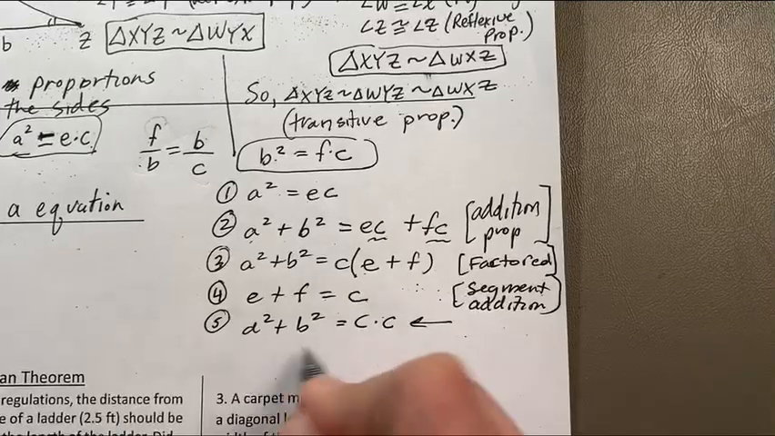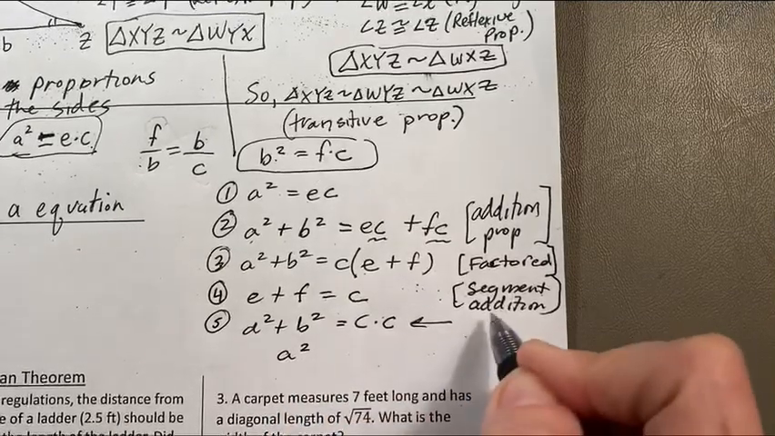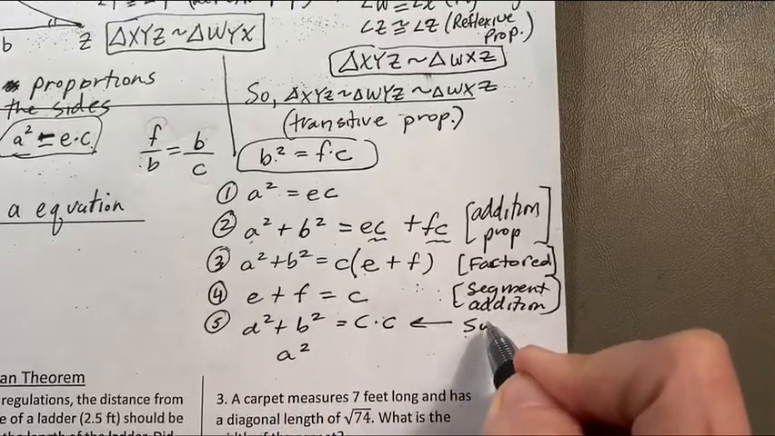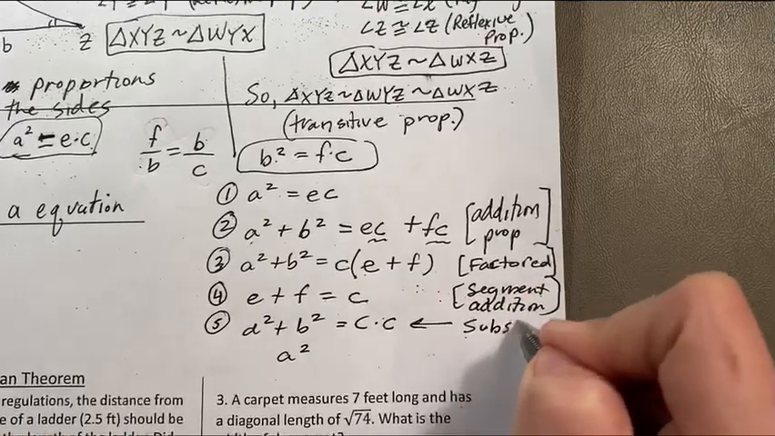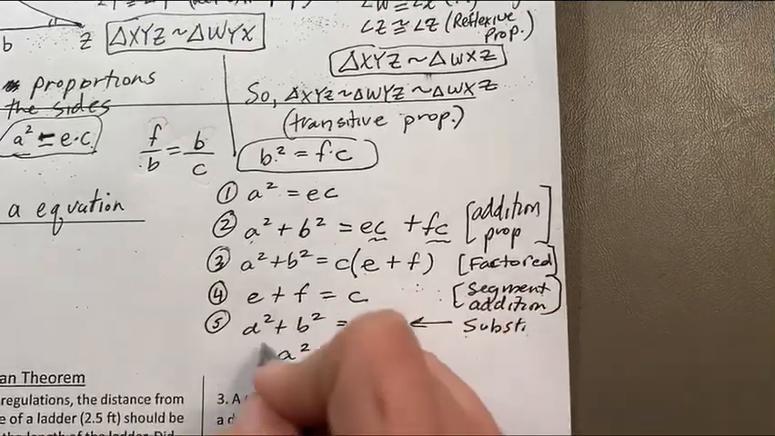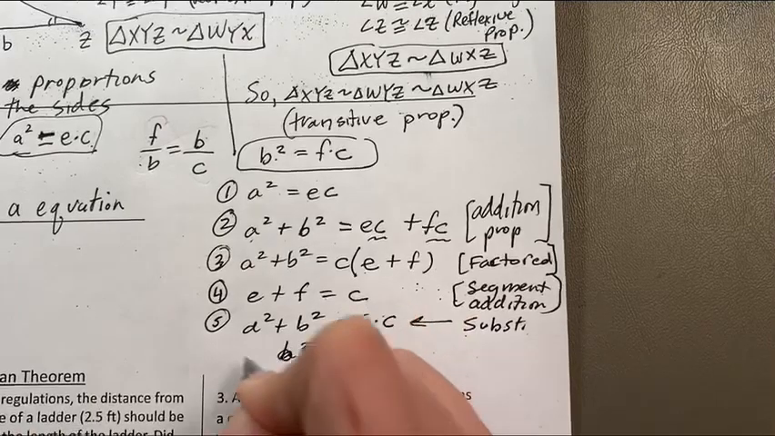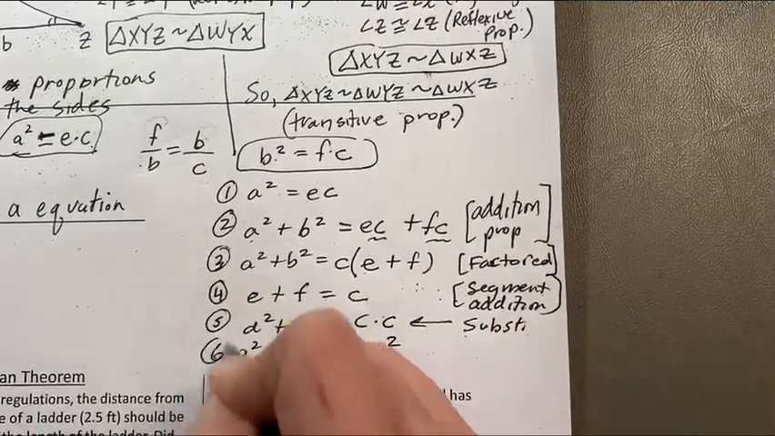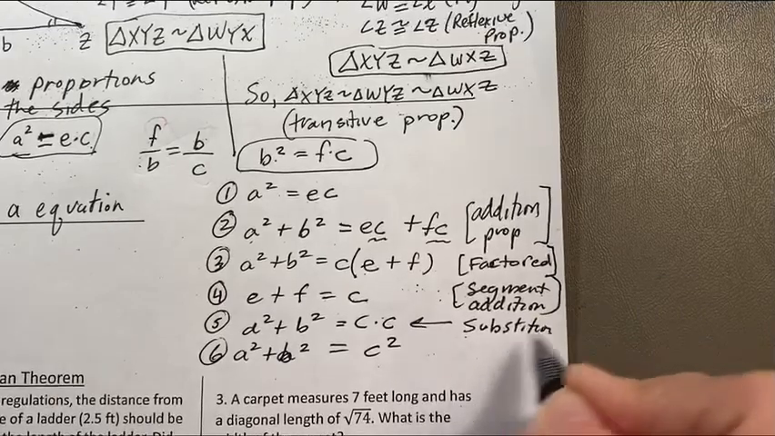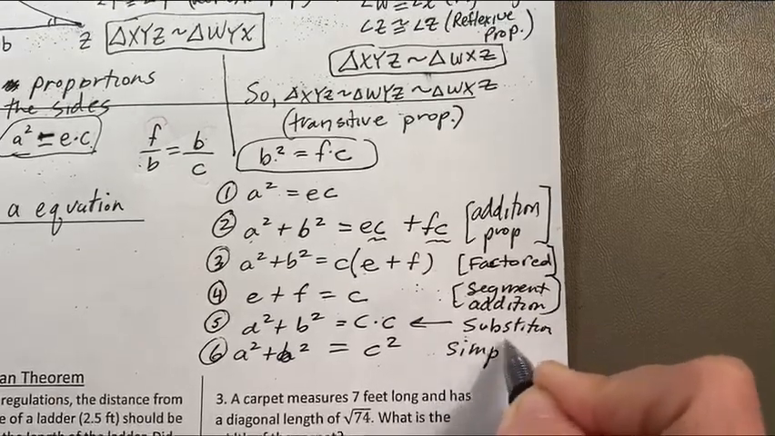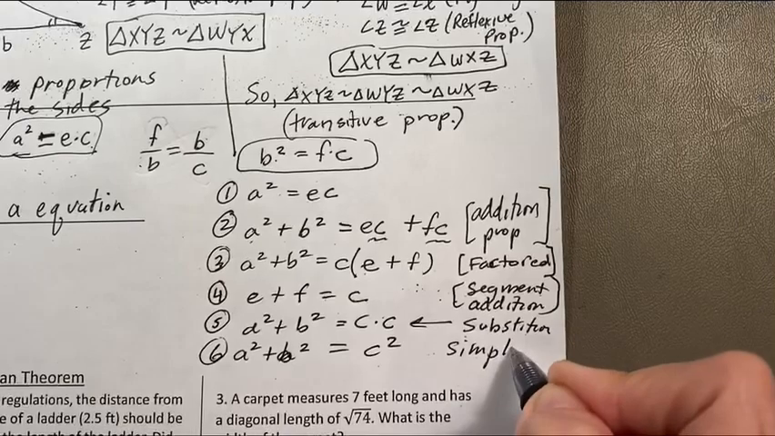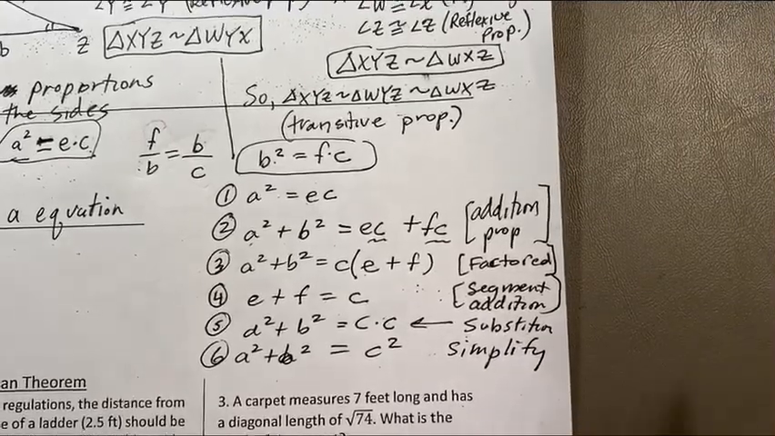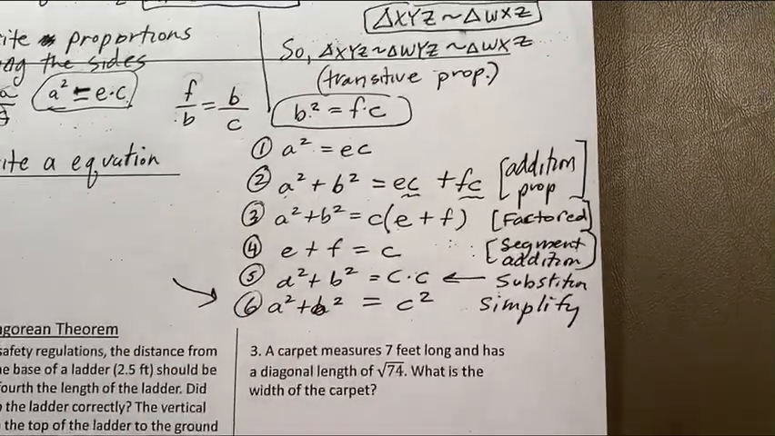What just happened? We could rewrite this. I guess we would just call this, we did substitution. And let's rewrite this one more time. A squared plus B squared is C squared. I guess you would call that simplifying it, to be able to write it in a simpler way, C squared. We did it. So mission accomplished.